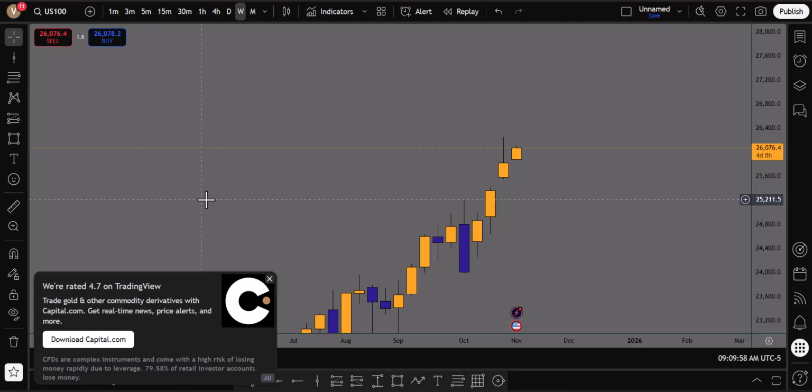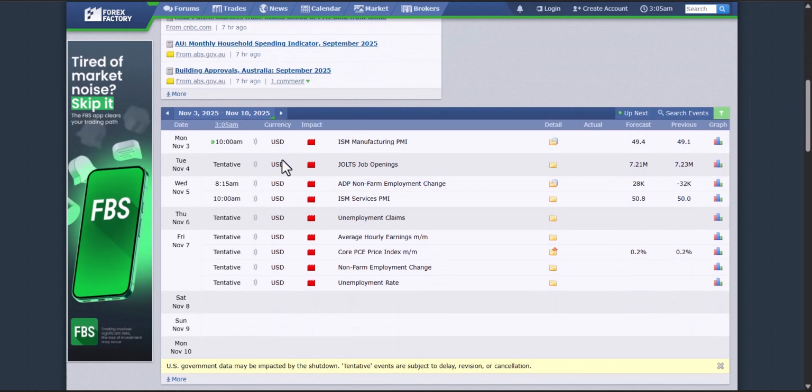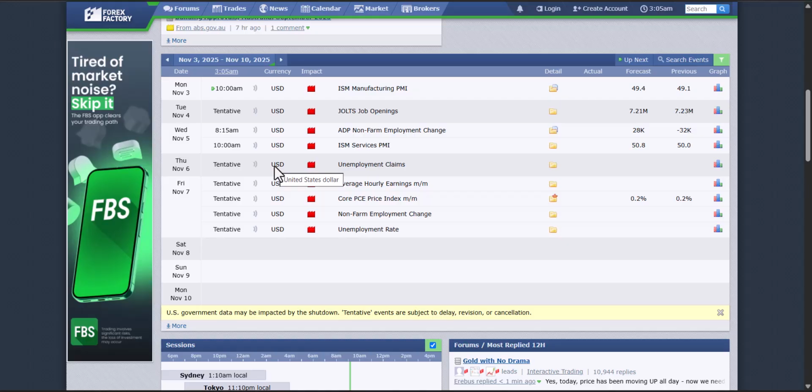So today we're going to be taking a trade on indices, specifically US 500 and US 100. Just before I get started, I want to look at the economic calendar. My time is set to -5 Eastern Time Zone. Today is Monday, and we'll have a red folder news coming in by 10 a.m.